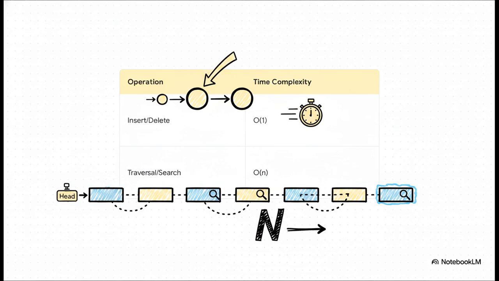Notice the time complexity differences. If you want to insert or delete a node right at the beginning of the list, it is blazingly fast. It has an order of 1, or O of 1, time complexity, because you just update the head pointer and you're done, instantaneous. However, if you want to traverse the list or search for a specific value, well, that has an O of n time complexity. Because the memory is non-contiguous, you can't just skip to the middle like you can with an array. You have to start at the head and check every single node sequentially until you find exactly what you're looking for.